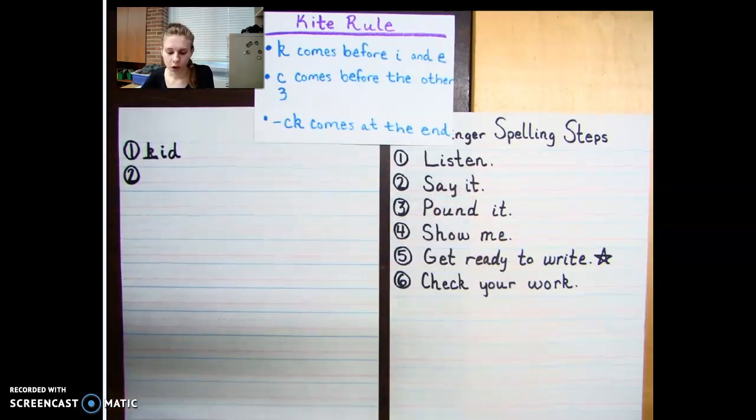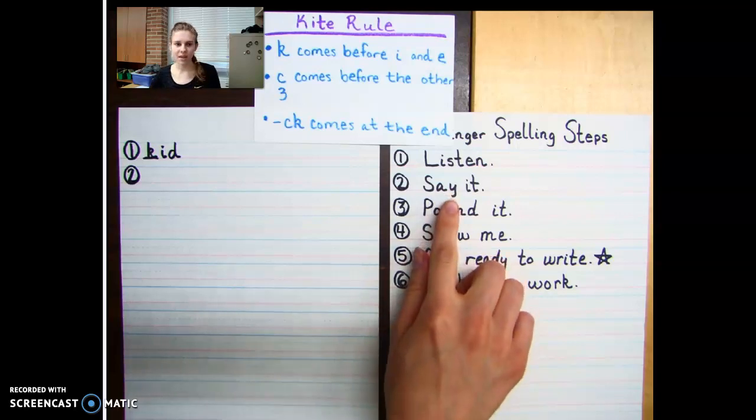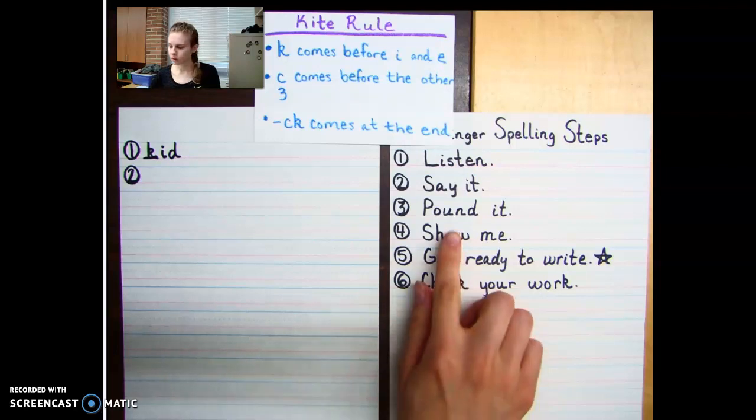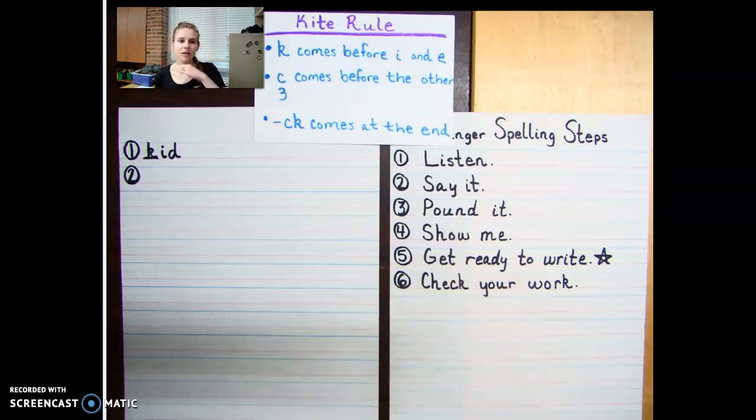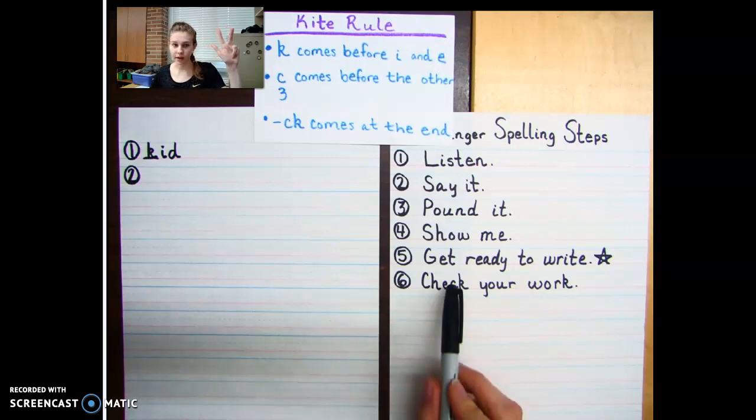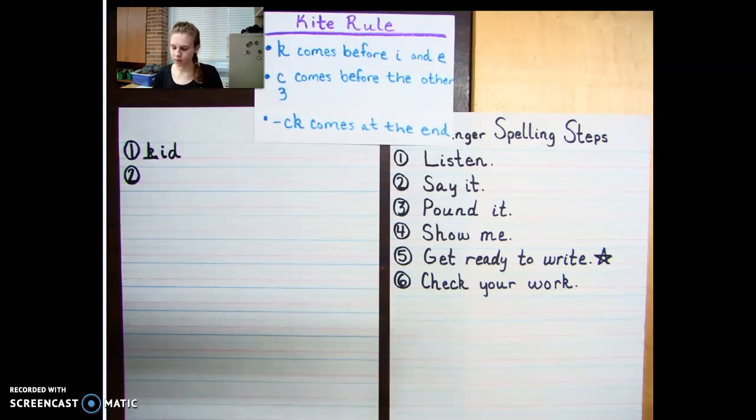Listen. The word I want you to write is cap. Like, I have to put the cap on my water bottle. Cap. Say it. Cap. Pound it. Cap. Show me. Okay? Get ready to write. First sound I have.